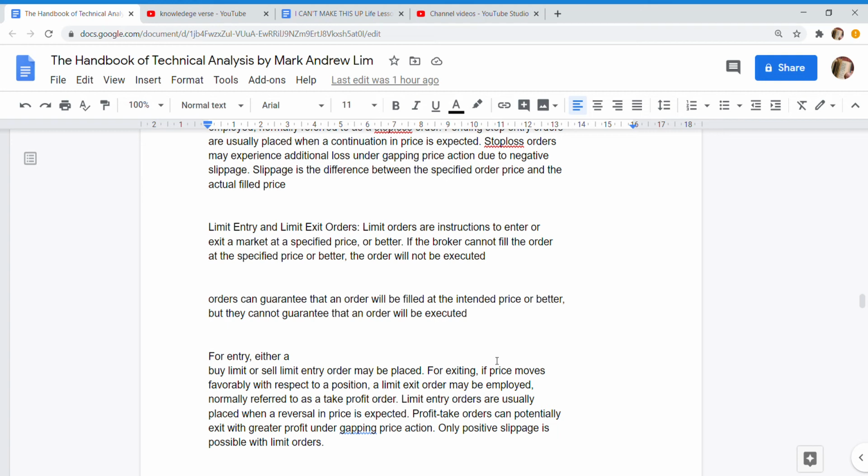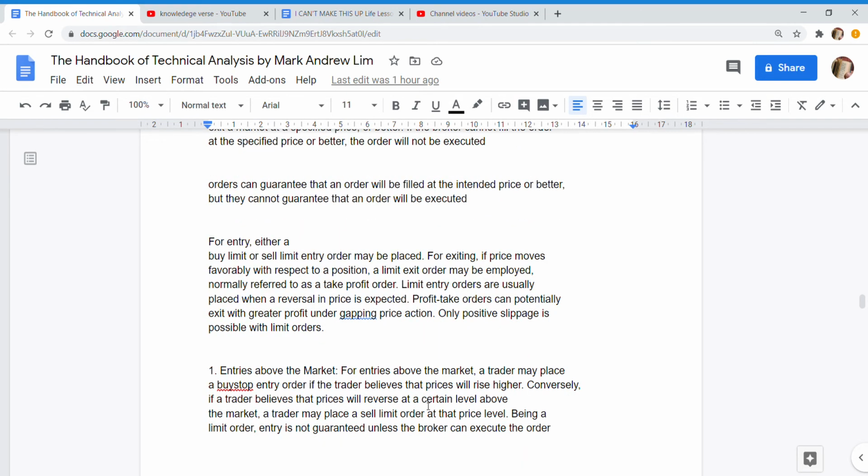For entry, either a buy limit or sell limit entry order may be placed. For exiting, if price moves favorably with respect to a position, a limit exit order may be employed, normally referred to as a take profit order. Limit entry orders are usually placed when a reversal in price is expected. Profit take orders can potentially exit with greater profit under gapping price action. Only positive slippage is possible with limit orders.